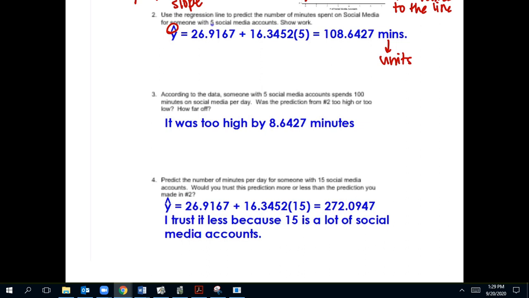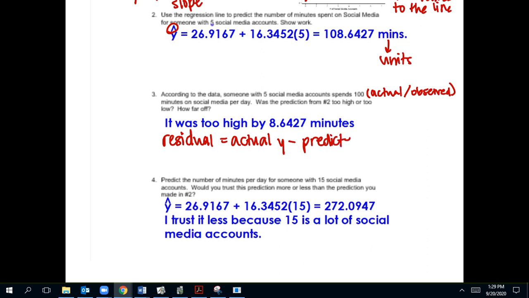Number 3, according to the data, someone with 5 accounts spent 100 minutes on social media. So this is going to be what we call our actual or our observed value. And so what was the prediction? Too high or too low, and how far off was it? And so this is called a residual. A residual is your actual y minus your predicted y. And then if we want to write that, we can just write y minus y hat, since we use the hat to show predicted.